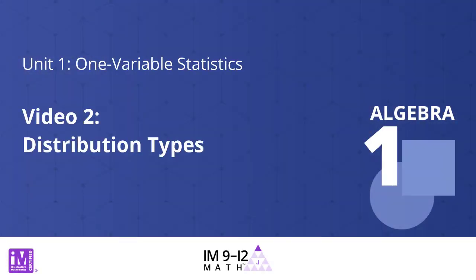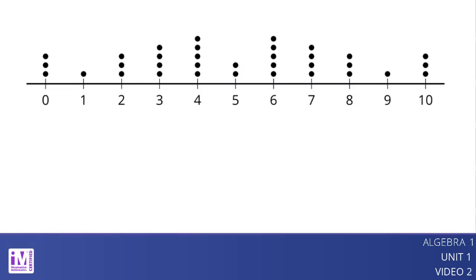Welcome to video number 2 for this unit on one-variable statistics. In this video, we're going to focus on distribution types. We can describe the shape of distributions as symmetric, skewed, bell-shaped, bimodal, or uniform.